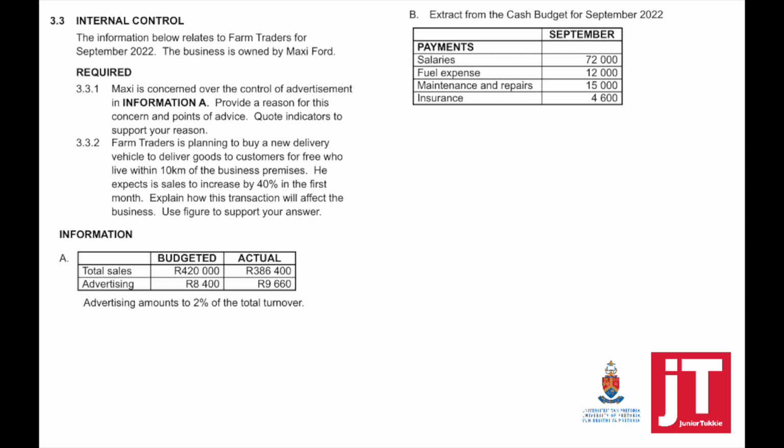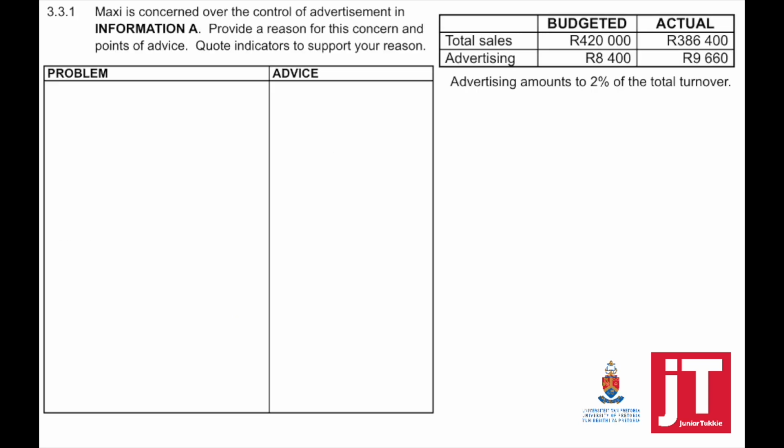So we are going to practice now a little bit of internal control and how you need to look at the figures and let the figures guide you when you're answering. Don't just look at one item on its own. There's a reason why they provide you with total sales, advertising, and then they set advertising amounts to 2% of the total turnover. So our first step is to analyze the figures. Look at what is happening.